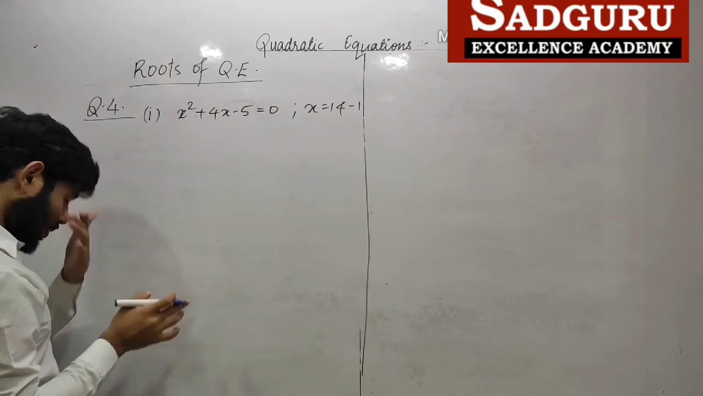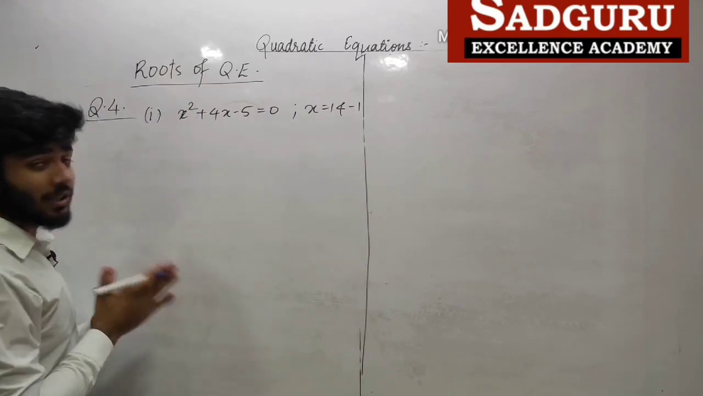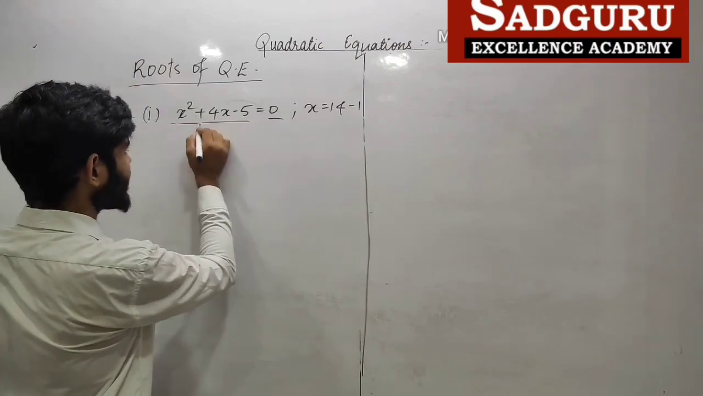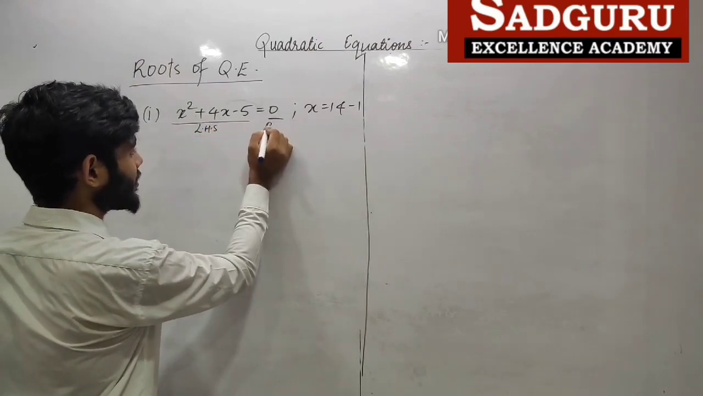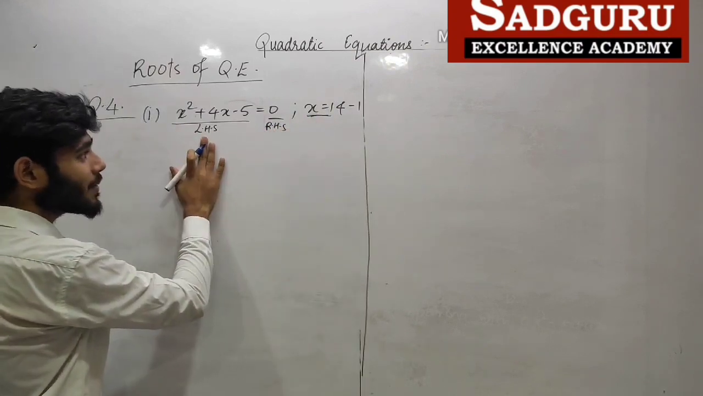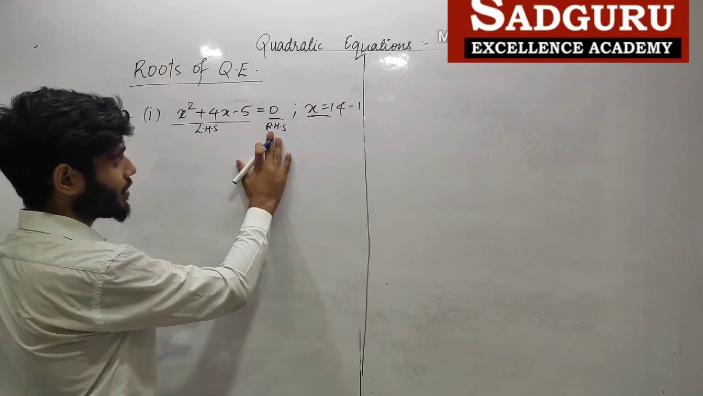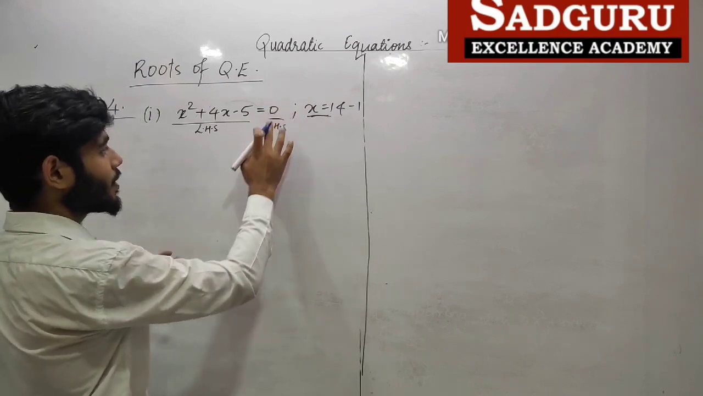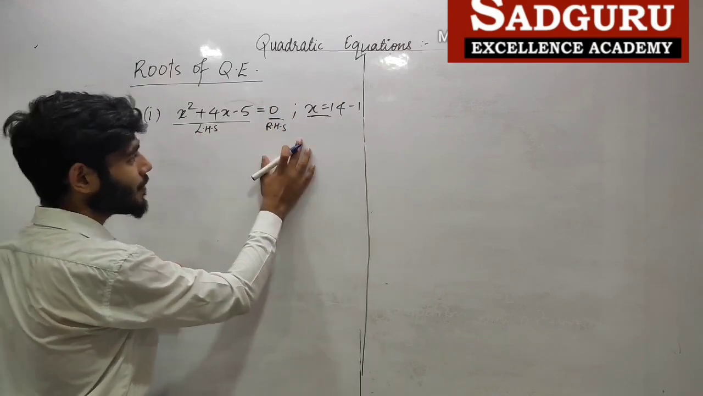So let us check. What is the condition for checking? The left hand side must be equal to the right hand side. This is the left hand side, this is the right hand side. After putting the value of x in the left hand side, it must be equal to whatever the value is on the right. It is not necessary that it will always be 0. It may be anything, right? So this LHS must be equal to RHS.